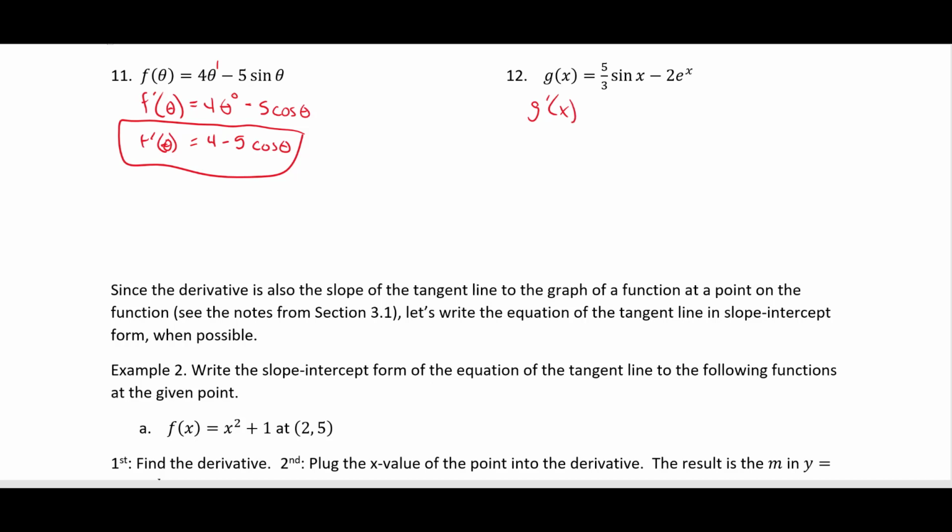So g prime of x. So take it first term, right? So difference rule tells us we can do the first term by itself. So 5/3 times the derivative of sine x. Derivative of sine x is cosine x, that's right. So we have 5/3 cosine x. Difference tells us, okay, that it's then still going to be a difference. So minus 2 times derivative of e to the x, which is e to the x. And so we end up with g prime of x equals 5/3 cosine x minus 2e to the x. In this case, there's not really any simplification we can do, so we are finished.